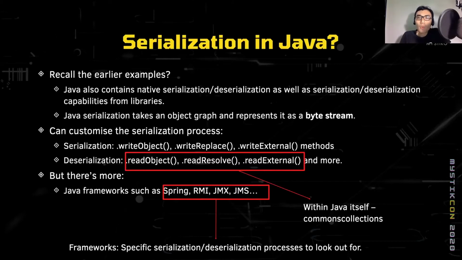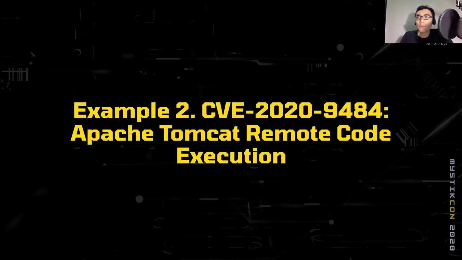So without further ado, I would like to hand over back to Mukhtar, who will show an interesting CVE that was discovered this year that deals with Apache Tomcat and how you can exploit deserialization to achieve RCE. All right. Thanks, Donovan.